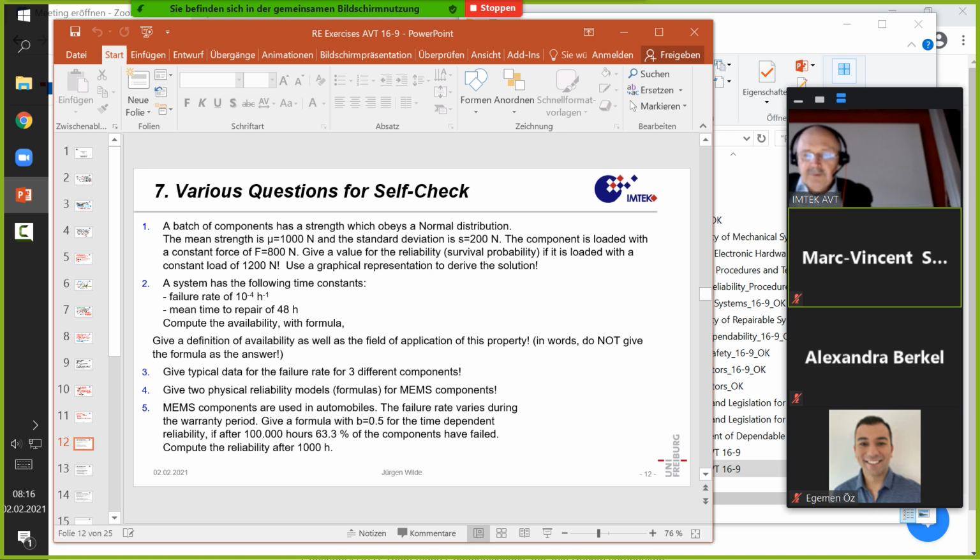Today we are going to proceed with exercises, and in the printed lecture notes we can find, for instance, under point 7, various questions for self-check. Those are more short questions, so it might be similar to questions you will see in the oral exam. And let me come back to last week's presentation.